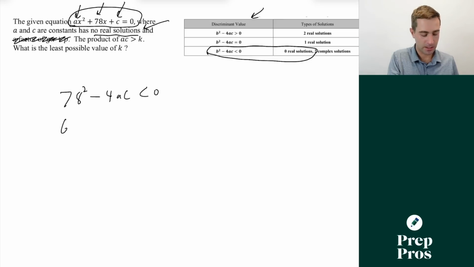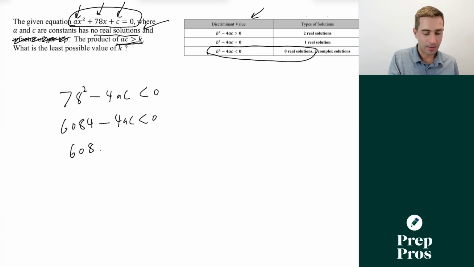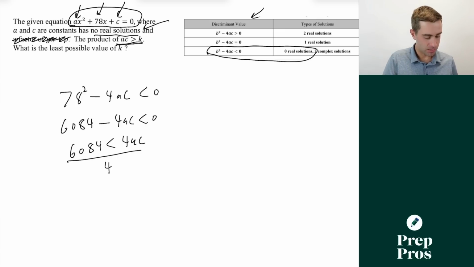Now this is going to give us 6,084 minus 4ac is less than 0. So we're looking for the product of ac is greater than k, so we can add over the 4ac. We're going to get 6,084 is less than 4ac. Well, if we want to figure out what ac has to be greater than, we can just divide this entire expression by 4. And as we do that, we will get that 1,521 is less than ac.